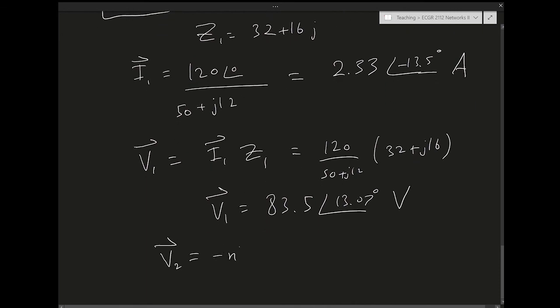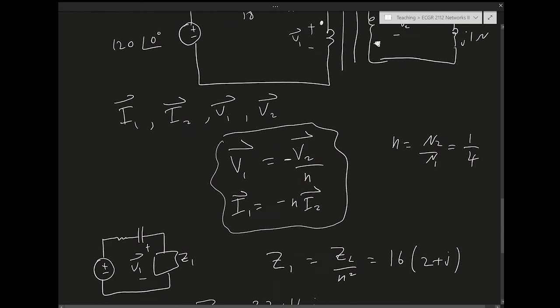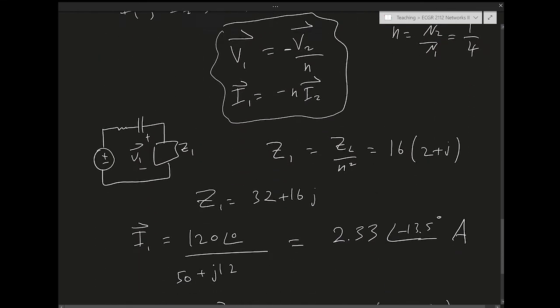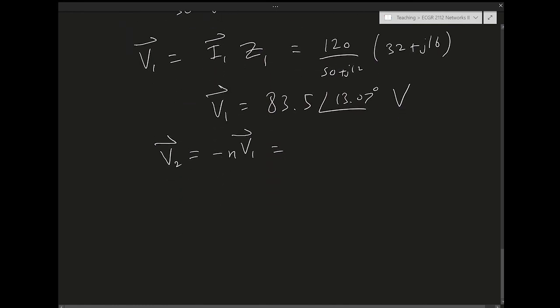Okay, and then from V1 we can find V2. V2 is just minus N V1. N is 1/4, that's what we said N was. So 1/4 of that is about minus 20.87, and then the angle remains the same.